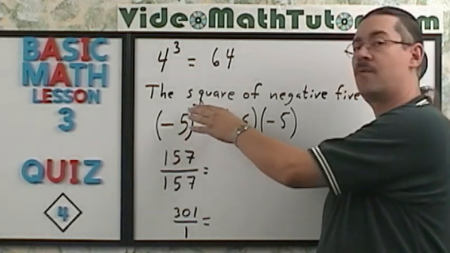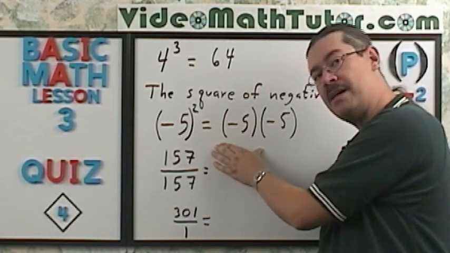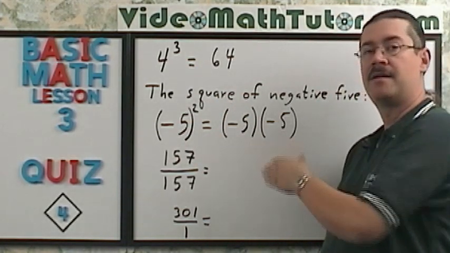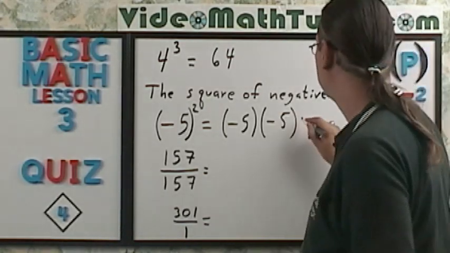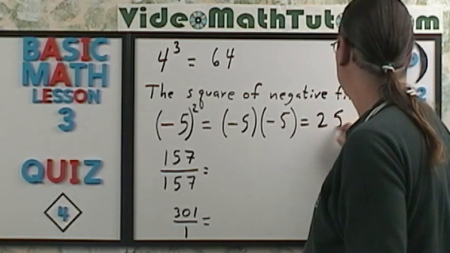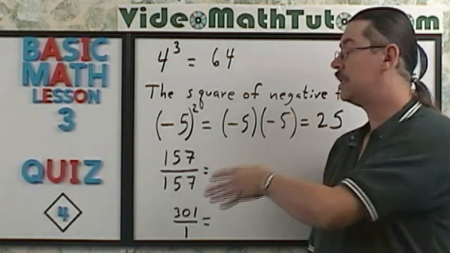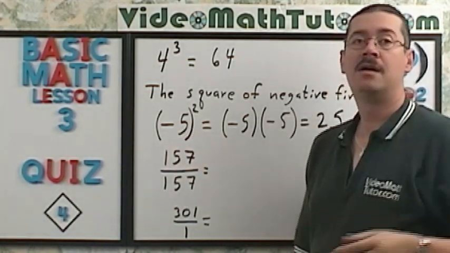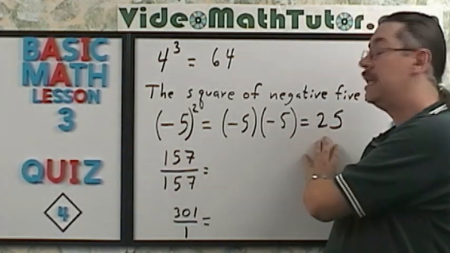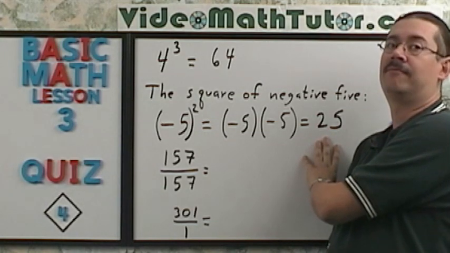Negative 5, the quantity squared, is negative 5 times a negative 5. Negative times a negative is a positive, so the answer is going to be 25. If you tried doing this on a calculator without the parentheses, you would get the wrong answer. It would have been negative 25, and that would not be correct.